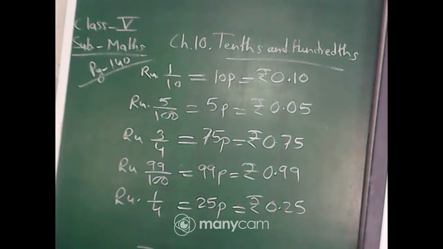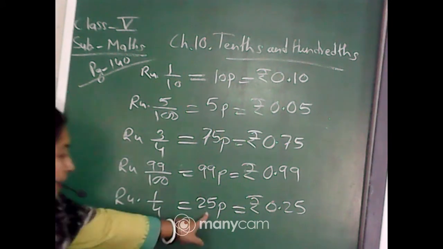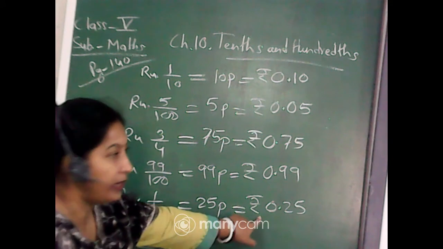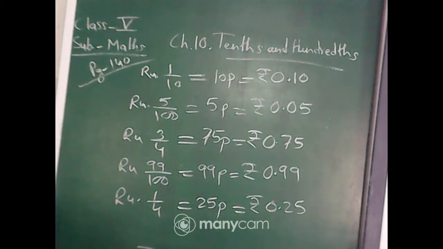Clear? This way you will calculate the money, and all this you have to calculate with the help of 100 paise. Just 1/4 of 100 paise, then 99 by 100 of 100 paise, like this you will find out, and then you will write in paise, and after that you will write in rupees. That means you have to mention in words as well as in figures as well as in paise. Clear? You have to write it down like this. Understood, everyone?